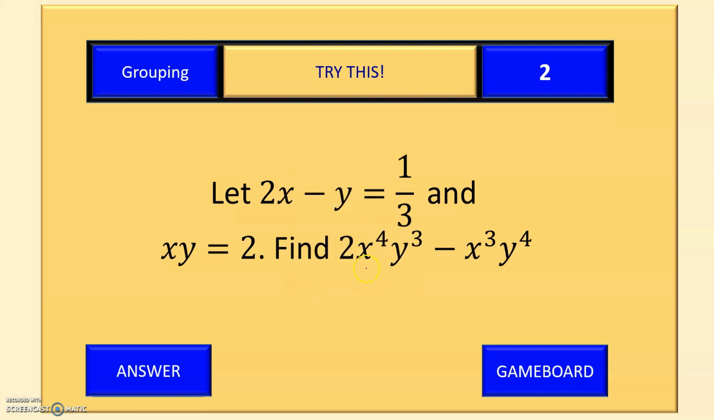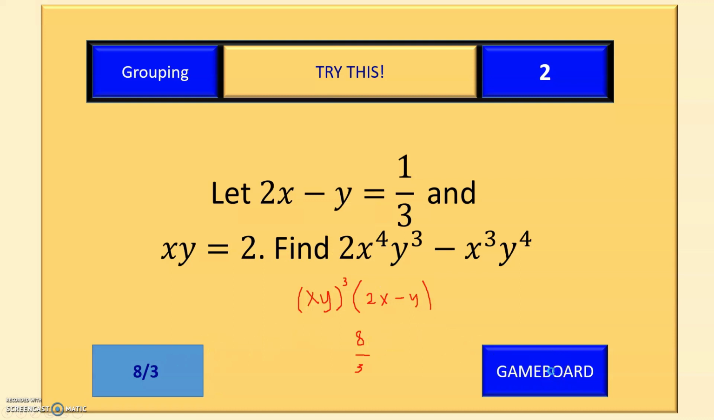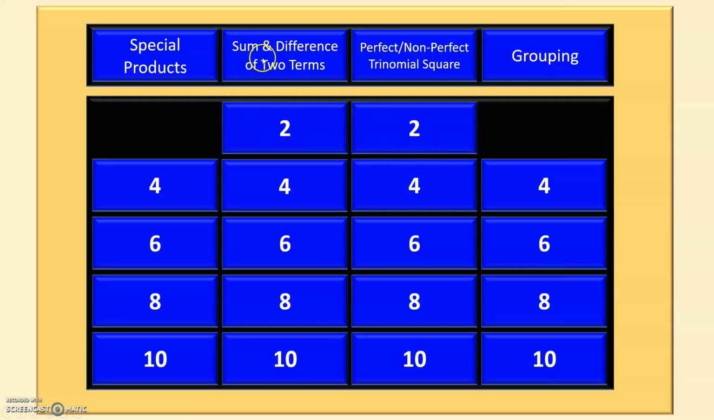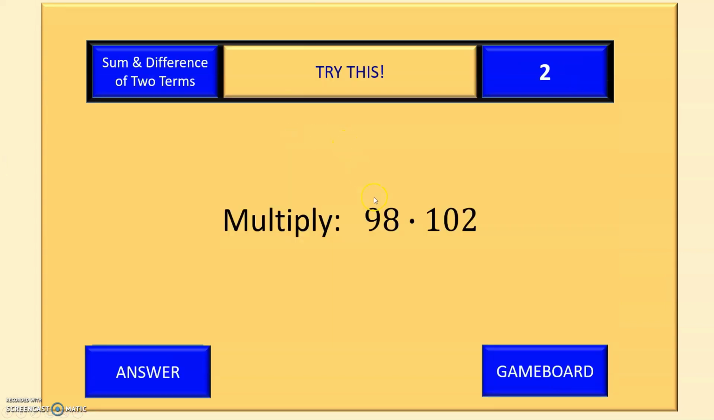So, since we are after the value of this, at first glance, you will notice I can factor out x cubed y cubed. Right? What will be left here is 2x minus y. And actually, xy is given, that's 2. Cube that, that will be 8, times 2x minus y, which is 1/3. So therefore, the answer here is 8/3.